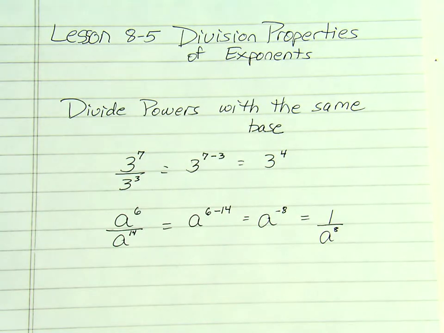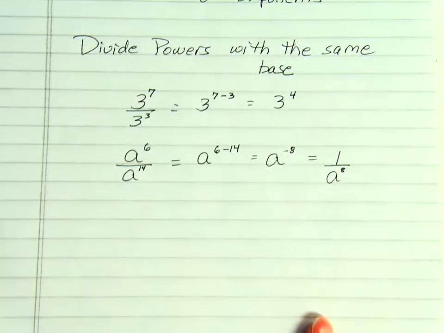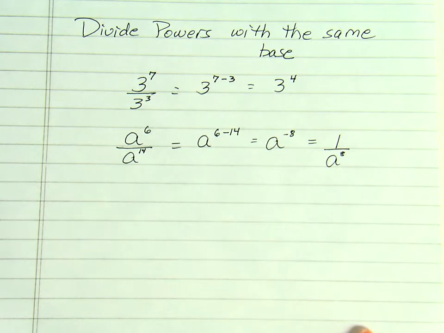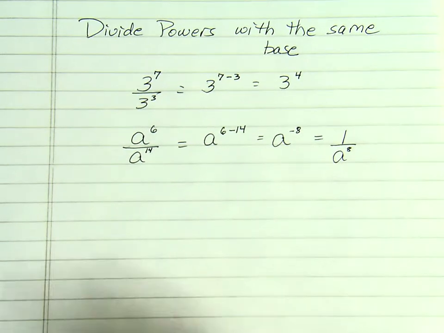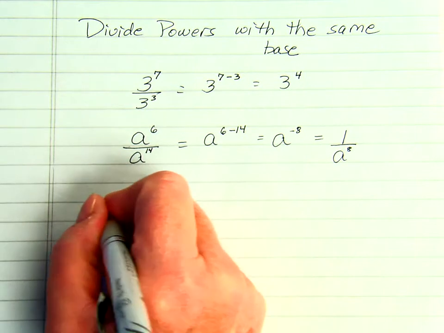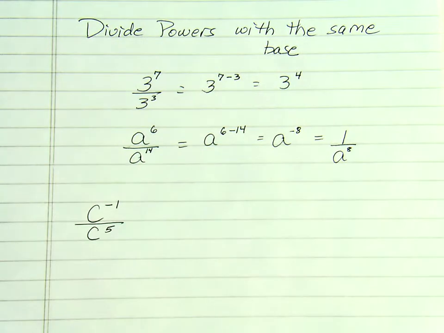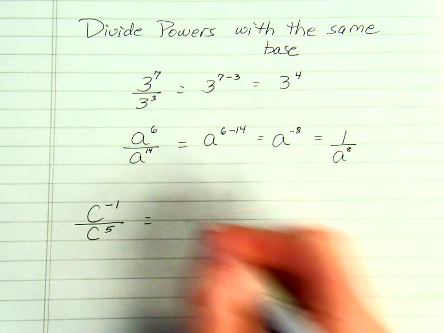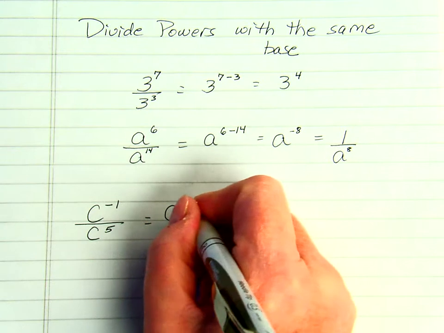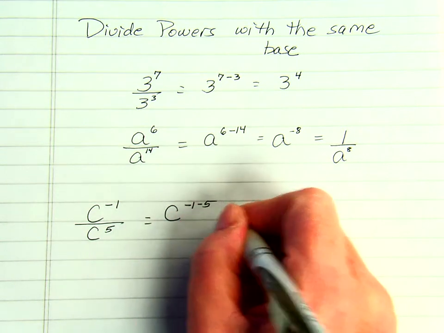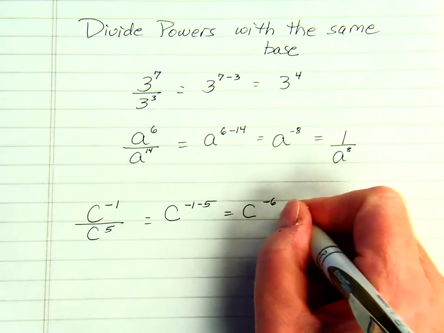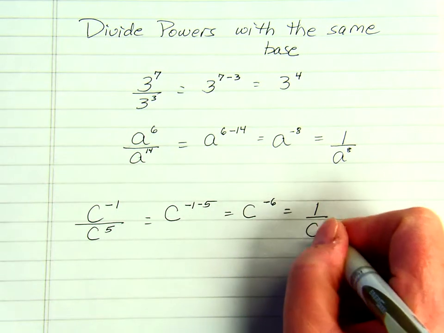Okay, now if we have negative exponents, you're going to want to move everything first. So let's do it 2 ways. First, let's just say we've got c to the negative 1 over c to the 5th. You actually can say c to the negative 1 minus 5 equals c to the negative 6, which is equal to 1 over c to the 6th.